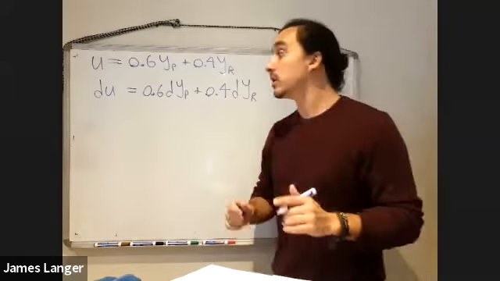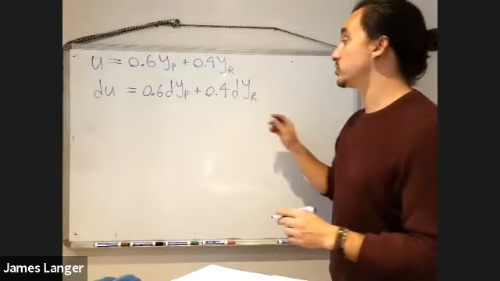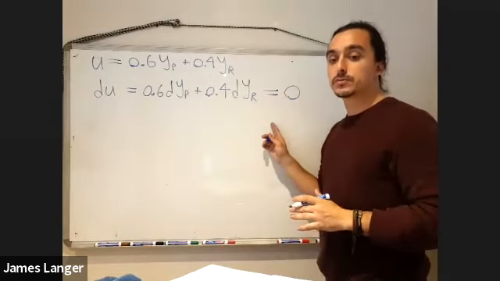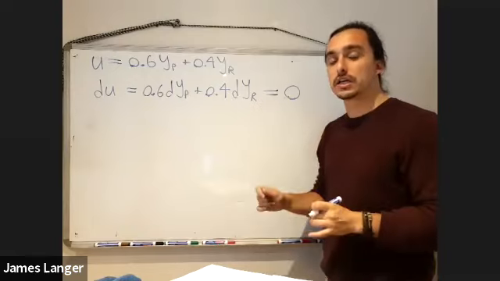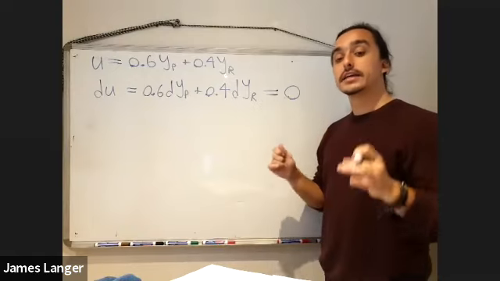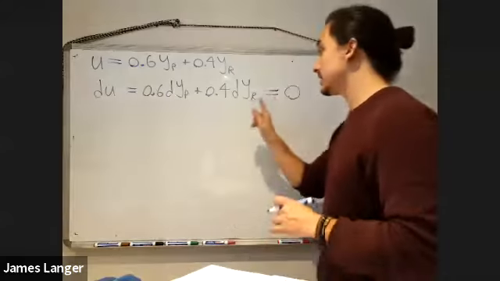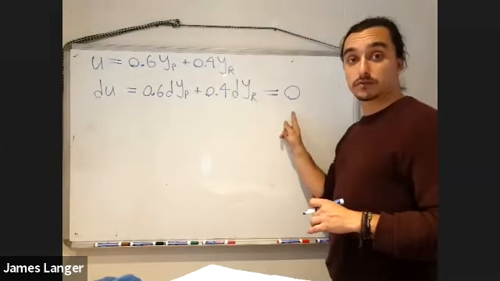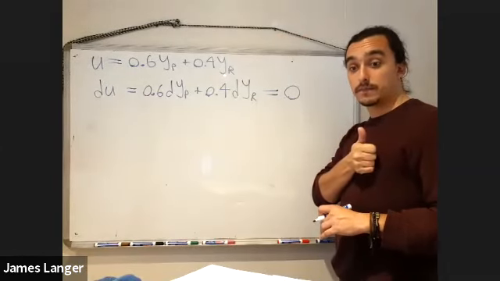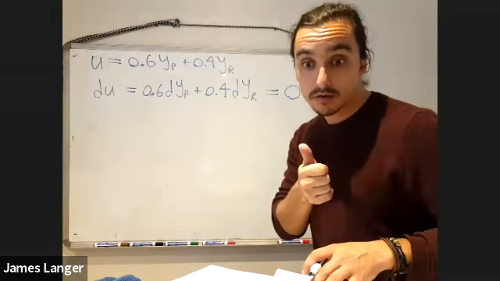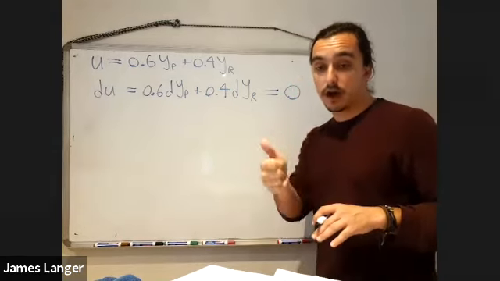Okay, so now what we have to do is set that equal to 0. And the reason we set that equal to 0 is because there is no change in utility along an indifference curve. So the change in utility is equal to 0. Got it? Are we happy with that so far? Please let me know.